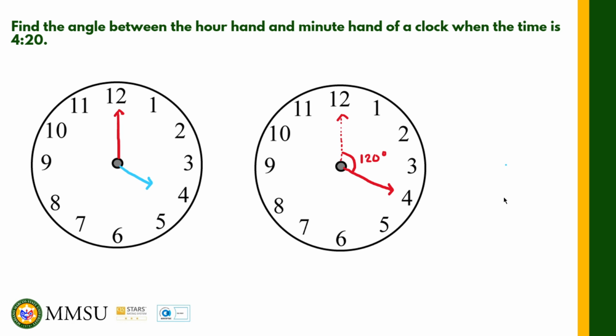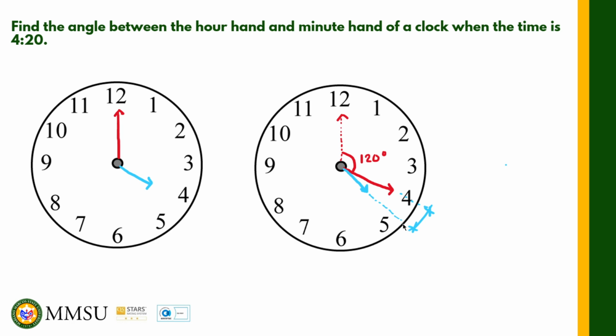Since alam natin kung ilang degrees na yung na-travel ng minute hand, we can solve for the number of degrees naman traveled by the hour hand. Okay, so yung hour hand naman from 4, syempre gumalaw din siya konti. Syempre exactly, wala na siya sa 4. Gumalaw na siya ng konti. Okay, so ang tanong, how many degrees yung na-travel ng hour hand? Okay, syempre itong angle na to is the number of degrees traveled by the hour hand.